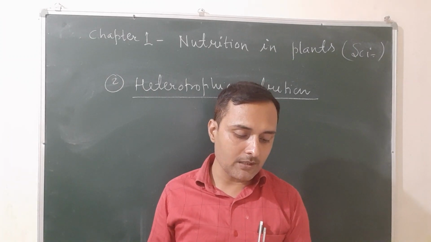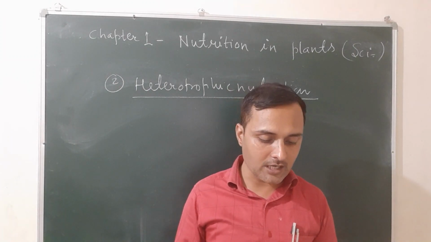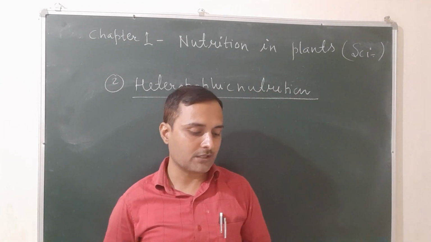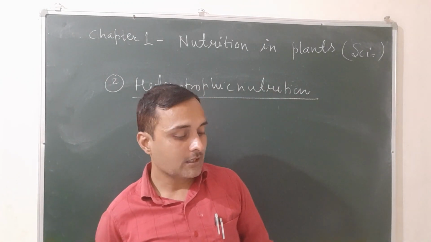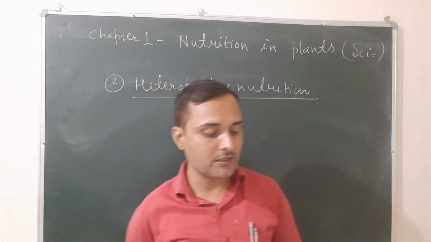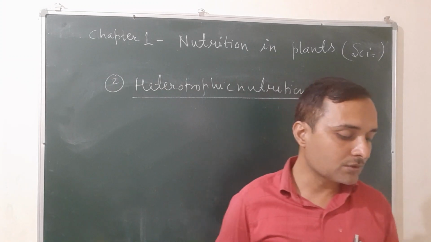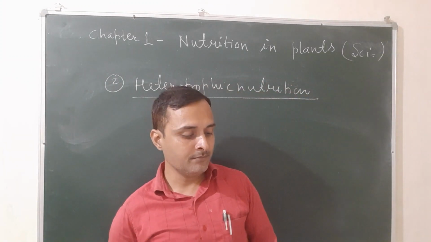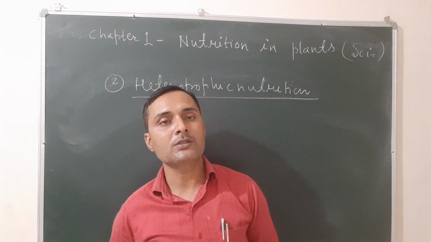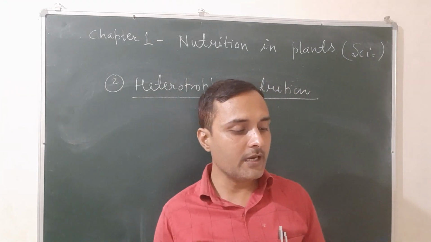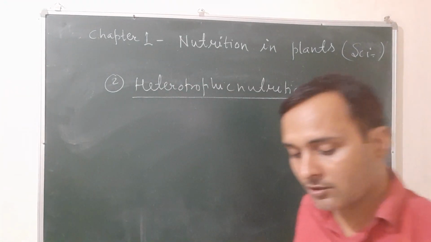Synthesis of plant food other than the carbohydrates. Okay, the products of photosynthesis are glucose and oxygen. Glucose is the source of energy, and oxygen is the source of respiration in case of all kinds of living organisms. And heterotrophic nutrition is further classified into four types.